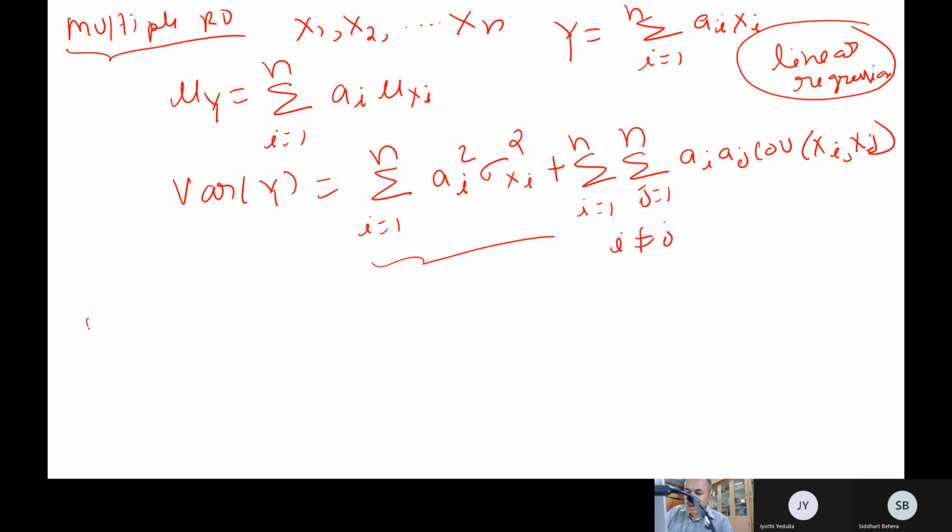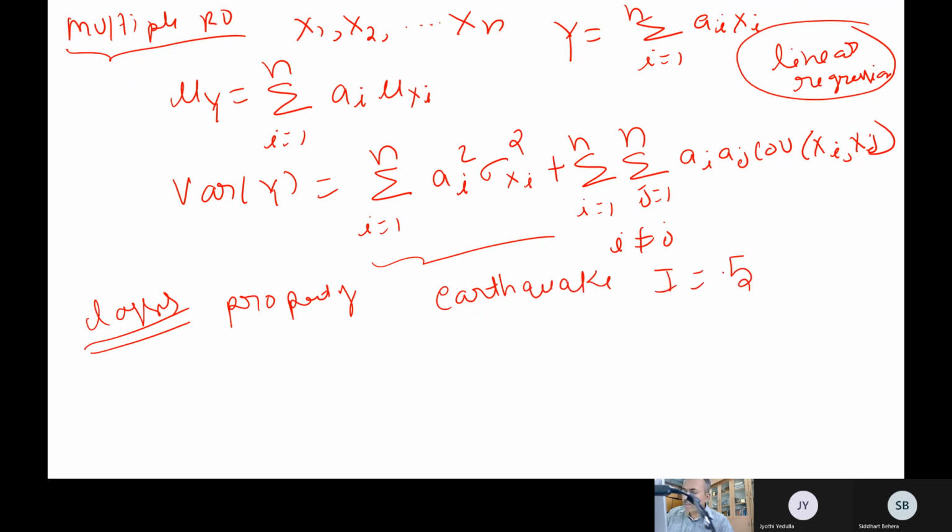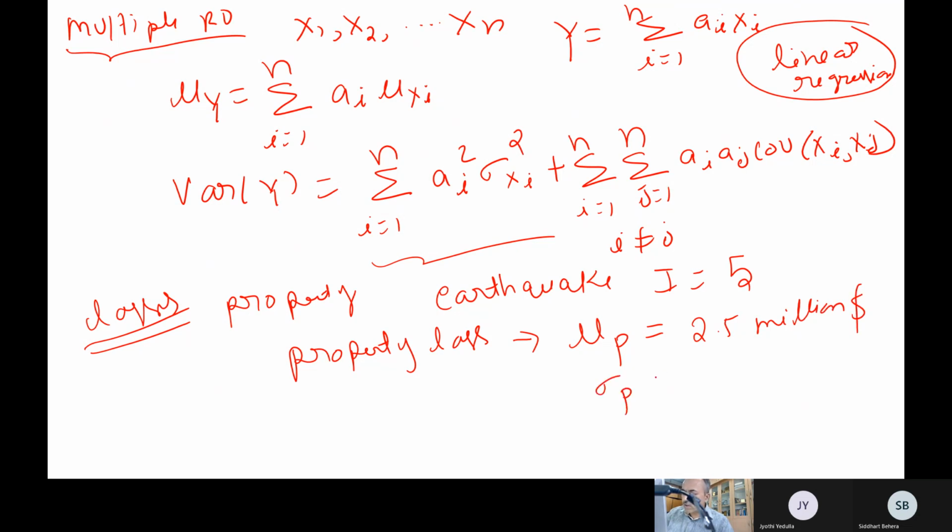Let us say the earthquake losses, for example. We are talking about property losses. If there is an earthquake of intensity, say, 5, there is some property loss. This is the mean value of property losses in a given city: some 2.5 million dollars, and we know its standard deviation also, which is 1.5 million dollars. So these are the property losses.